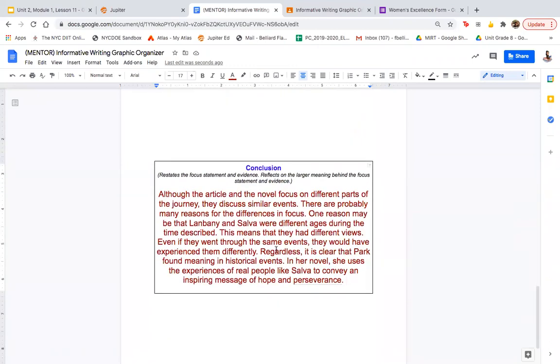And then I wrap up by just confirming, yes, Park did provide evidence that actually supports the real historical events that happened to people in Sudan during the civil war in Sudan. And regardless, I just wrapped this whole conclusion up by providing the larger meaning, which is they provided an experience that conveys an inspiring message of hope and perseverance through this character. And that's it. That's all I did for my conclusion. I wrapped up the whole entire hamburger.